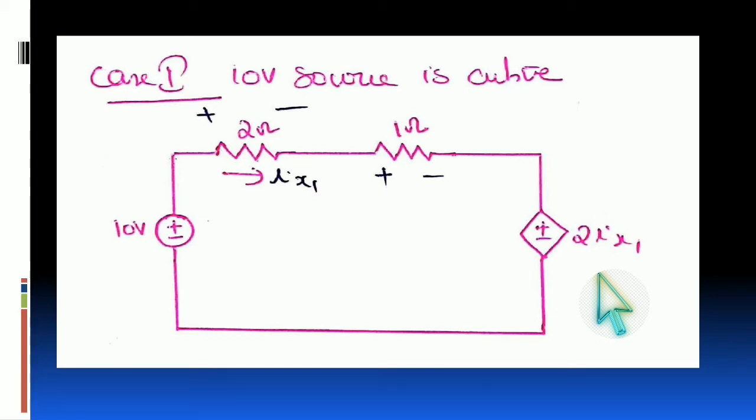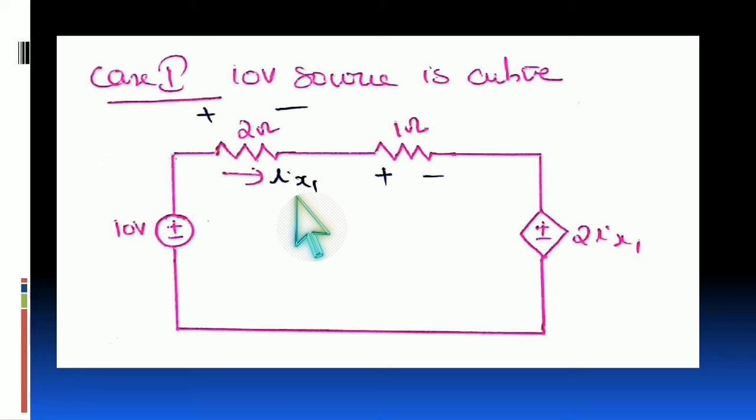Okay, when we analyze this network, you can see there is only a single loop and Ix1 is the current flowing through that loop. Hence, we can consider Ix1 as the loop current. Next, we are going to mark polarities of voltage drop across each resistor according to the direction of this Ix1. Ix1 flows through this 2 ohm resistor from left to right.